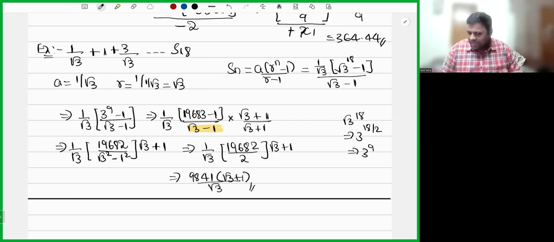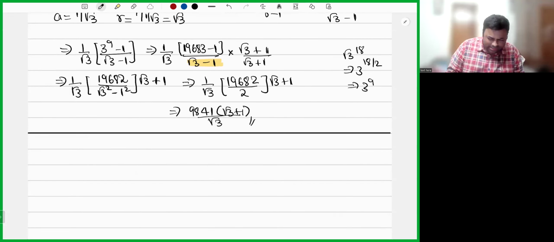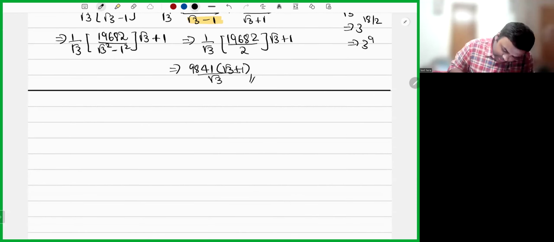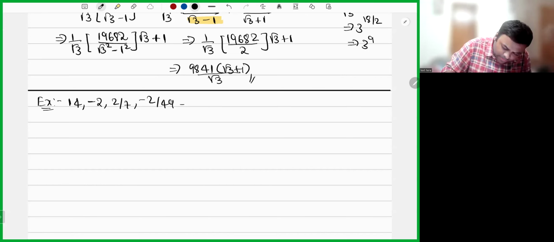Now, let's target S infinity sums. Sn sums we understood, right? More Sn sums are there. We'll solve that, but first, let us calculate S infinity sums. Say for example, I'm having 14 minus 2, 2 by 7, minus 2 by 49, and so on. I need to calculate S infinity.